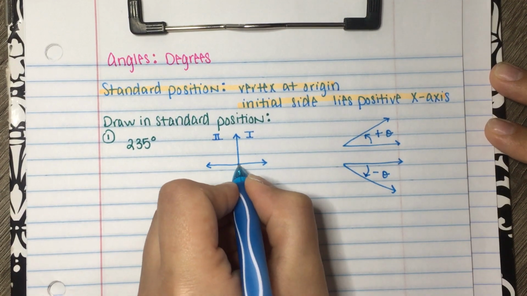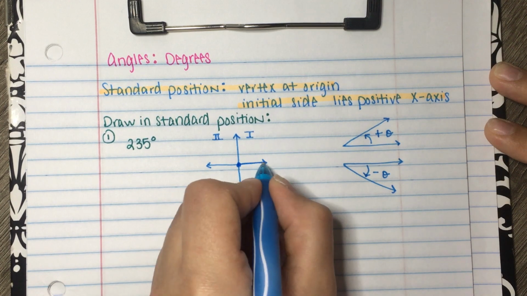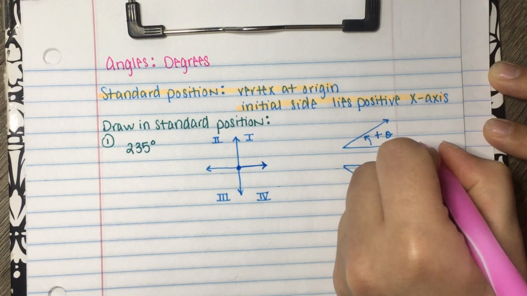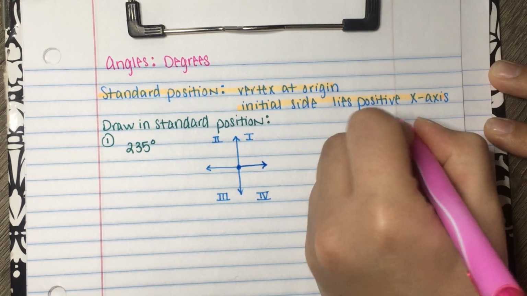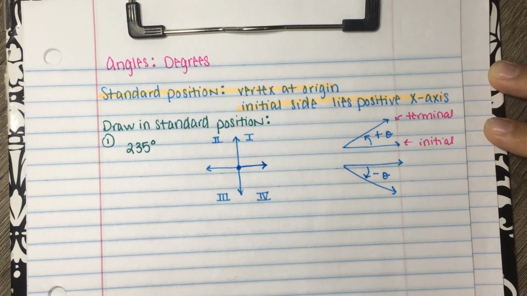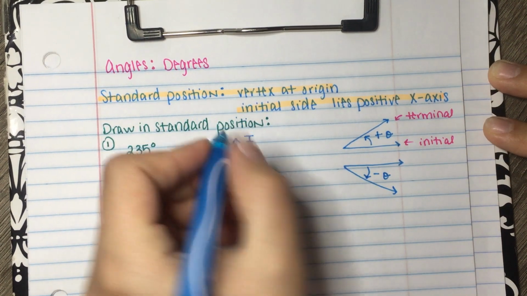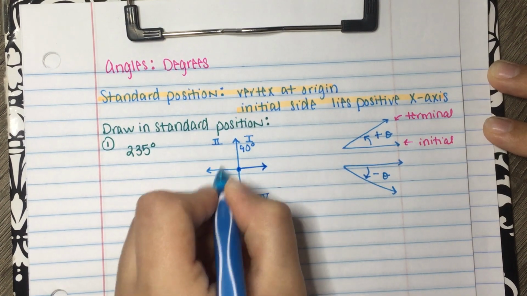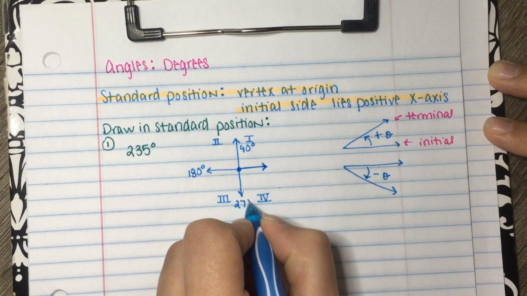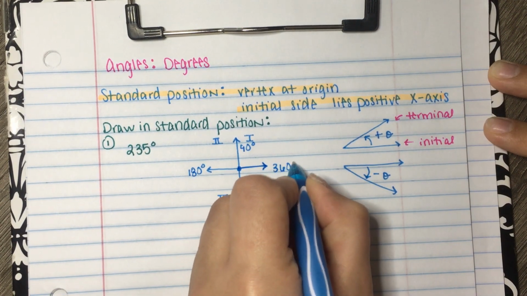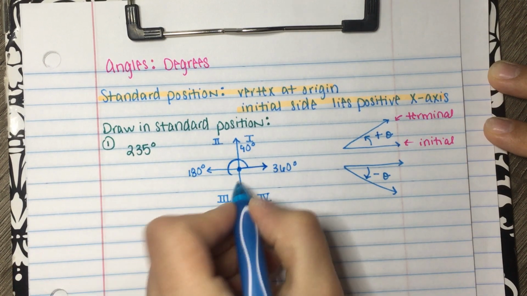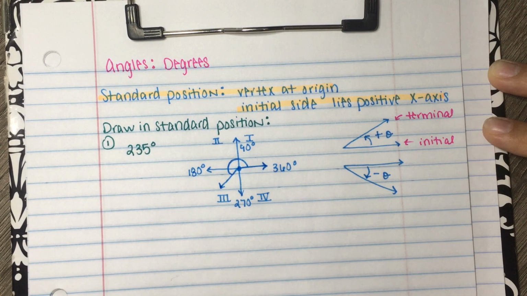So I start with my vertex at the origin. I have my initial side. Maybe I'll label that for us as well. This is your initial side, and then when you open up and rotate, once you finish rotating, that's called your terminal side. So we're going to open up with our initial side here, and we're going to pass 90 degrees, which is a right angle. We're going to pass 180 degrees, which is a flat line. Then we add 90. This axis is 270, and this is 360. So 235 would be between here and quadrant 3. So we draw that arrow, and we open up, and just a rough estimation in quadrant 3.